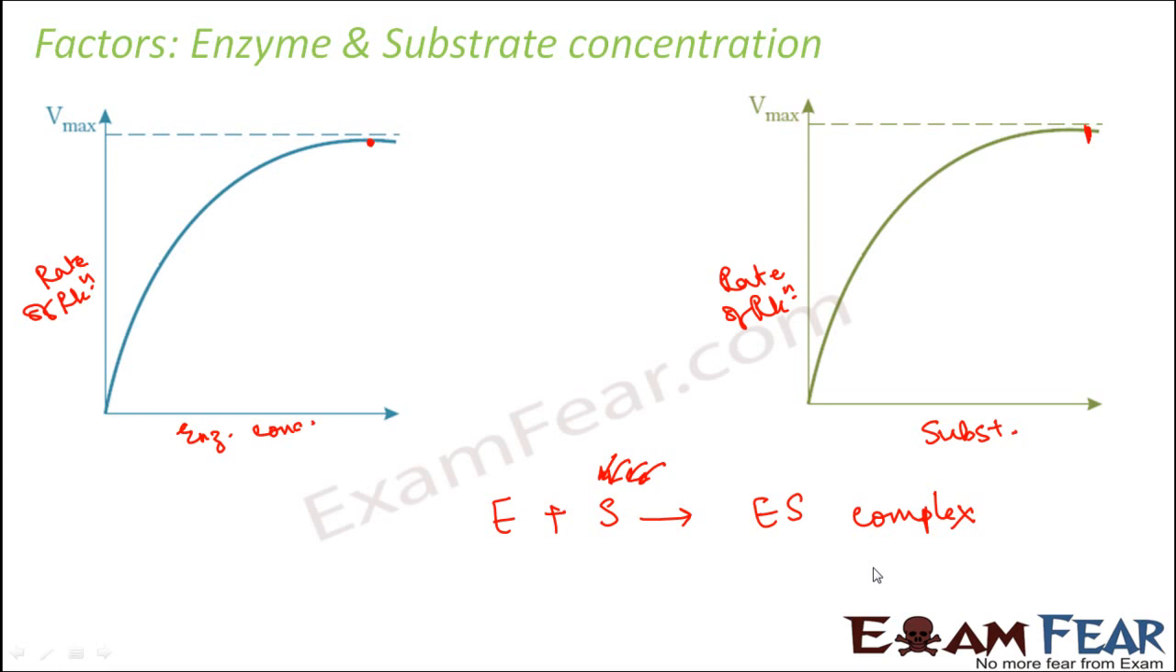So we should always make sure that the concentration of enzymes and the concentration of the substrate are comparable, because we need both of them to form the enzyme substrate complex. And formation of the enzyme substrate complex is the first step for enzyme activity to take place. If the enzyme substrate complex itself is not formed, then having that enzyme is of no use. So the concentration of both enzymes as well as substrate should be comparable.